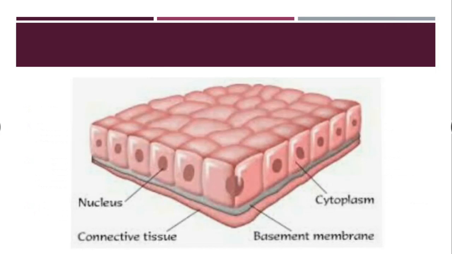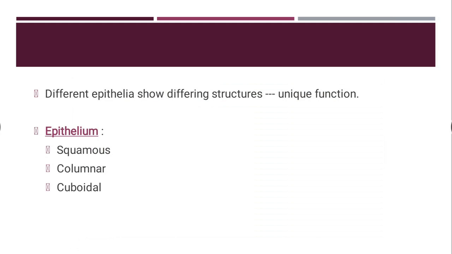All epithelium is usually separated from the underlying tissue by an extracellular fibrous basement membrane. So this is the basement membrane, which is separating the epithelium from the underlying tissue. Different epithelia show differing structures that correlate with their unique function.